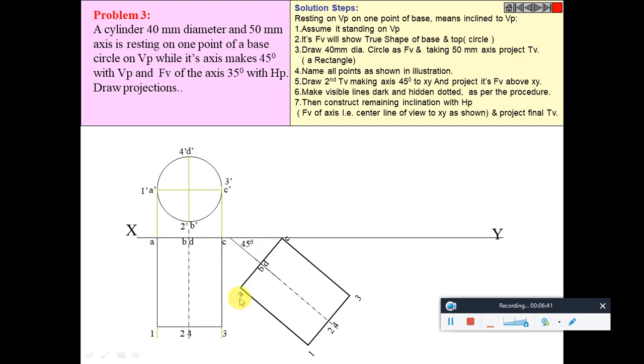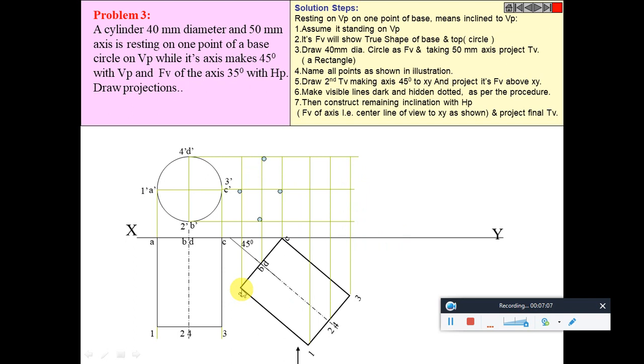And project all the points above xy. Okay, now you know the distance is 50 mm here, and likewise use the set square to draw the lines and join this line a1 and c3 and project all the points. Okay, now we are supposed to plot all the points.